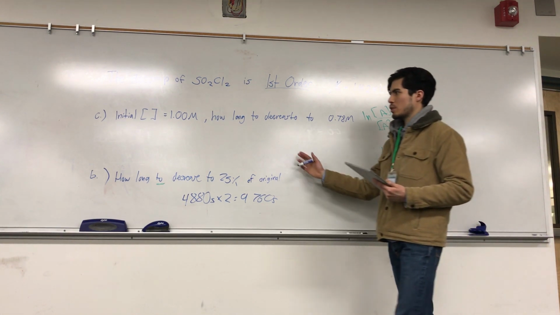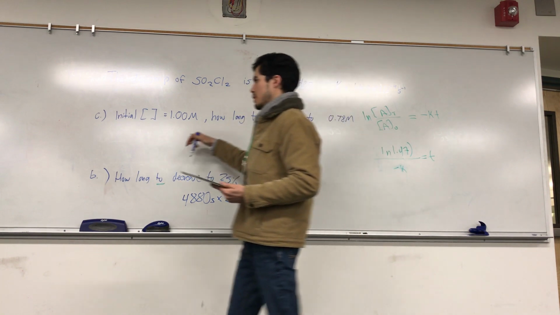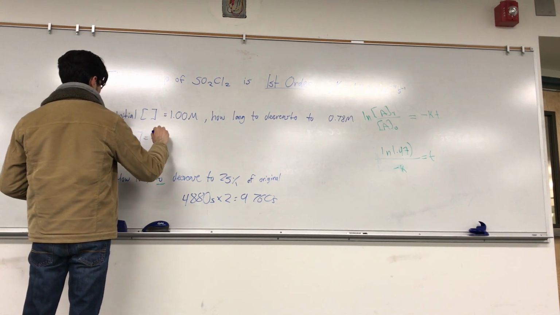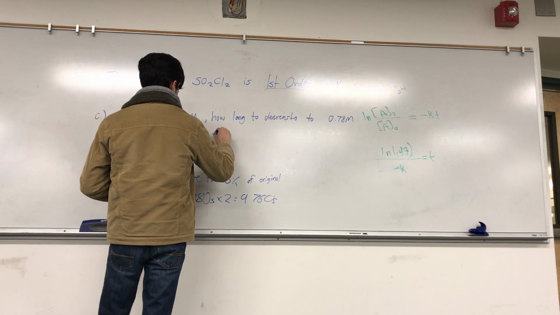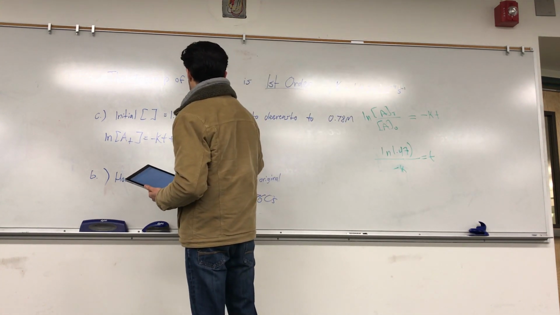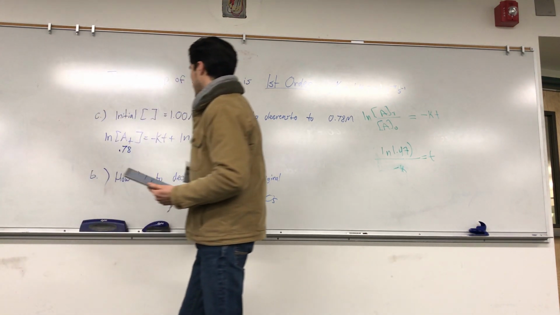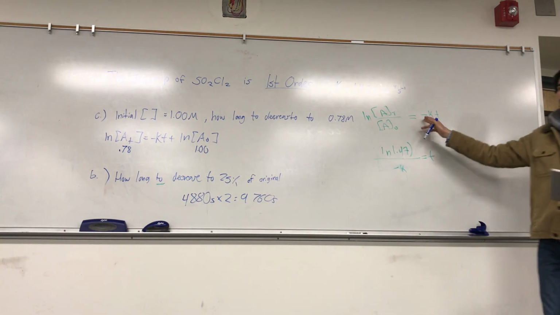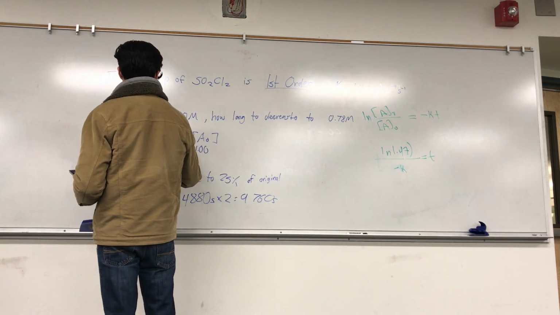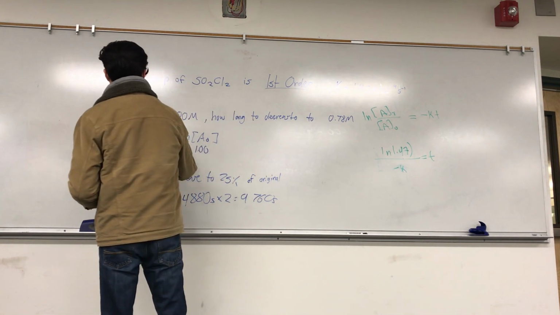So for part C, it says if our initial concentration is 1, how long will it take to decrease to 0.78? It's first order, which means I'm going to use my integrated rate law, because we have a change of concentration. So we're going to do ln of 1 over 0.78. Our initial is 1, plug it in, and our final is going to be 0.78. Or if you don't like this one, you can use this equation. They're the same thing. What's the natural log of 1? It's 0. So that goes away, which is nice.